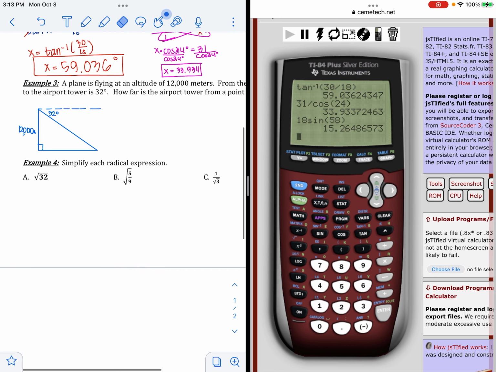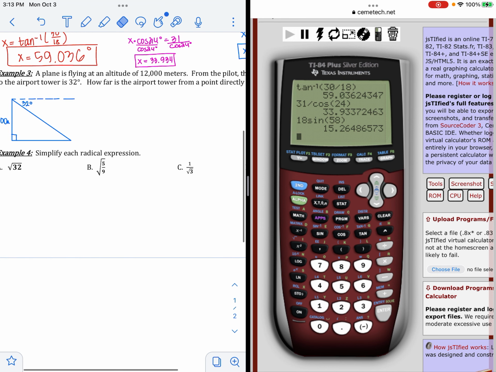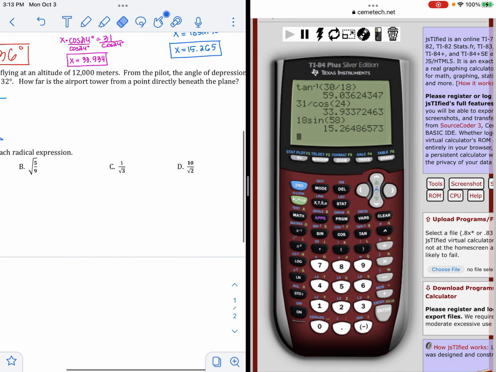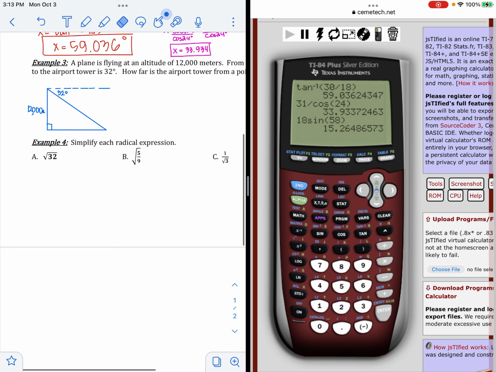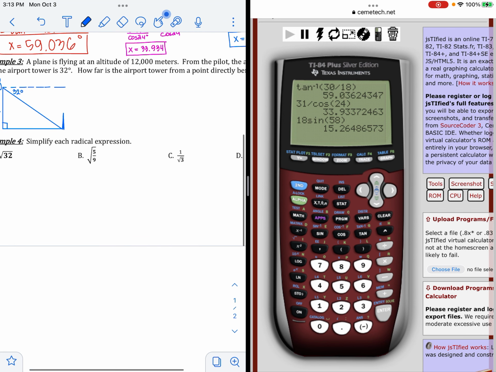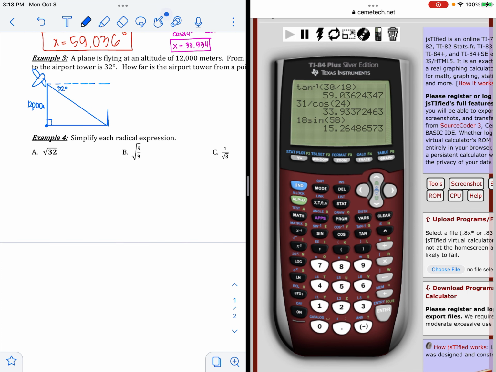Question is how far is the airport tower from a point directly beneath the plane? All right, so here's the plane. Let me draw my wonderful plane, okay? And then here's the airport tower right here, right? So it says how far is the tower from a point directly beneath the plane, which is from here to here. So I'm looking for this, which is X.